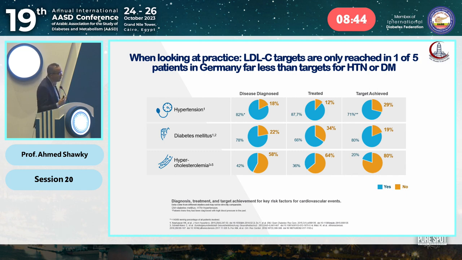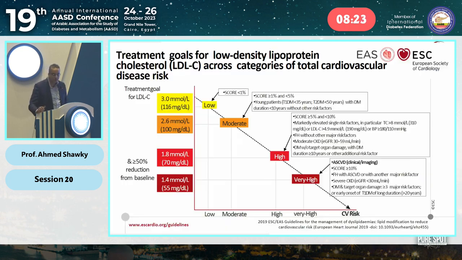This is an example of one of the biggest countries with a vast health insurance, Germany. Germany is one of the biggest well-established health insurance countries in the world. If you look at the control of hypertension, it's quite good. Diabetes is not that bad. Hypercholesterolemia, it's terrible, nearly 20%. This is really important. And of course, the guidelines have become more and more difficult to reach.